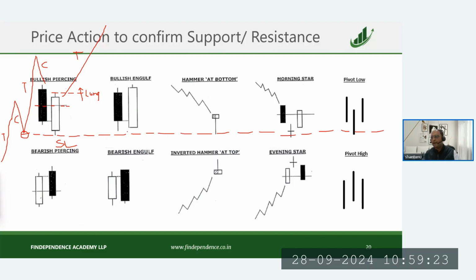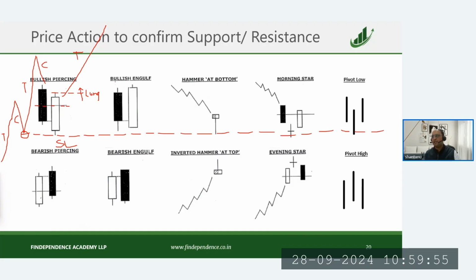We will be looking at these patterns that you are seeing on the top side of the slide. First is bullish piercing. I told you, you have a negative candle, and then the next positive candle crosses the median. Median is the midpoint of the high and low of the previous candle. If the median is crossed with a closing positive candle, you will say support confirmation has happened with a bullish piercing pattern.